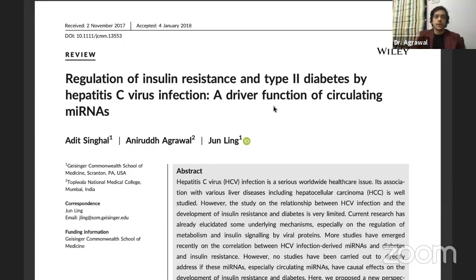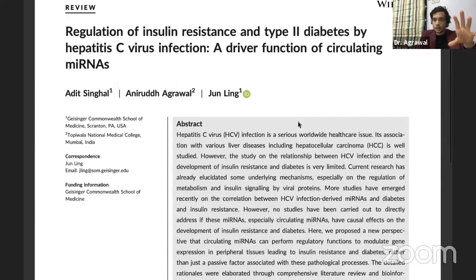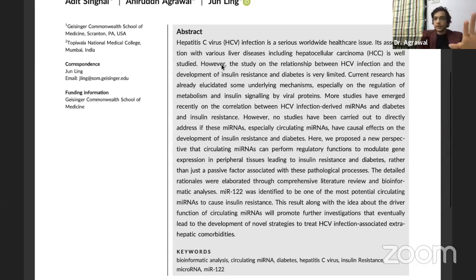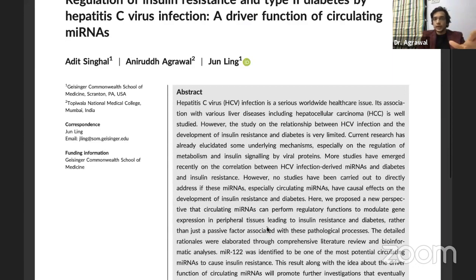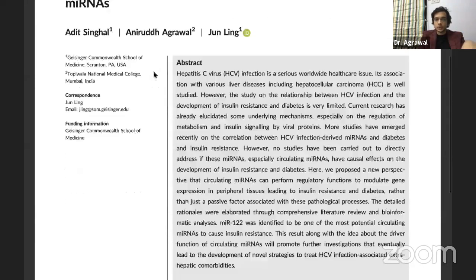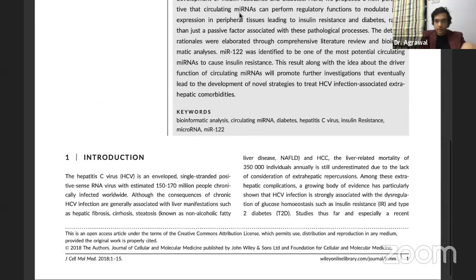Yeah, they can. So this is basically a study that I did with two people from the US. It's regulation of insulin resistance and type 2 diabetes by Hep C virus infection. If you can see, the article title is not very misleading. It says regulation of insulin resistance and type 2 diabetes by hepatitis C virus, a driver function of circulating microRNAs. As you can see, the abstract is small, 200 words. It's currently published in the Journal of Cellular and Molecular Medicine, right?